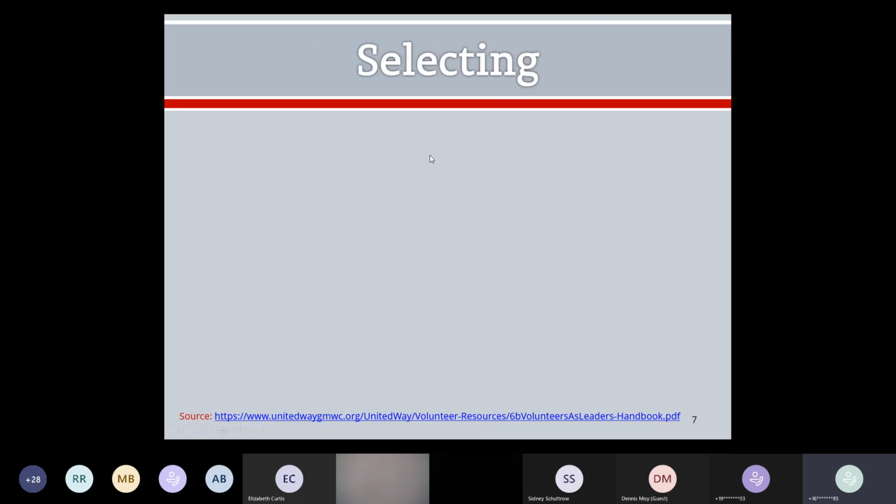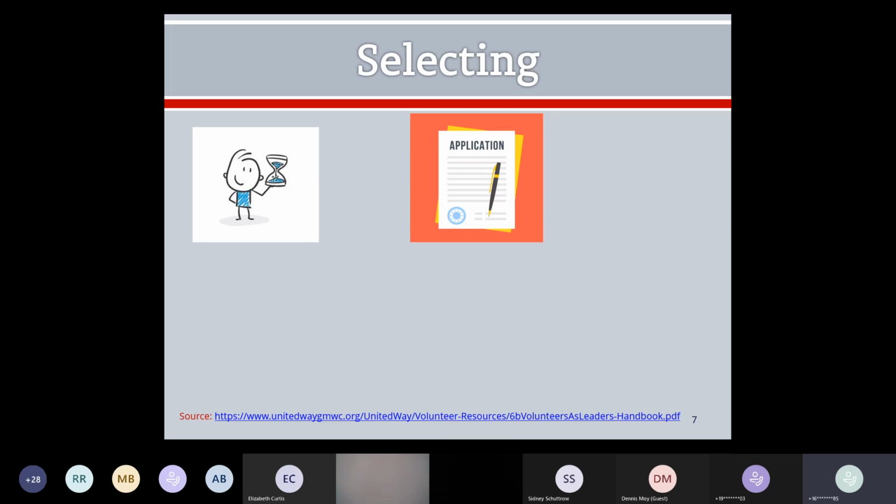So how are we going to select our volunteer leaders? Probably the hardest part for any of us, and I've mentioned this a little bit already, is going to be having the patience to find that volunteer leader. We have to take our time and really make sure we have the right person for our leadership roles, or it could end pretty badly. We don't want to have to go through the process all over again.